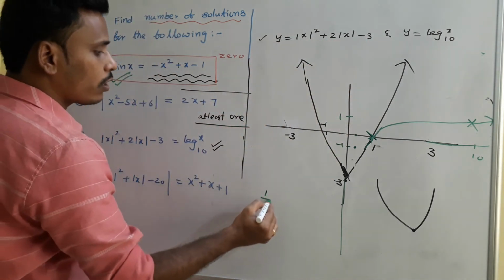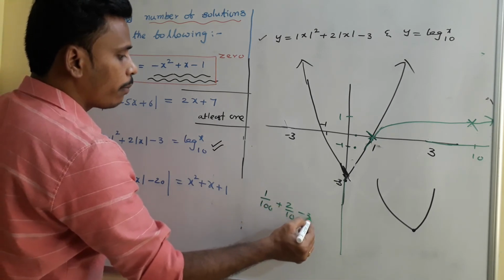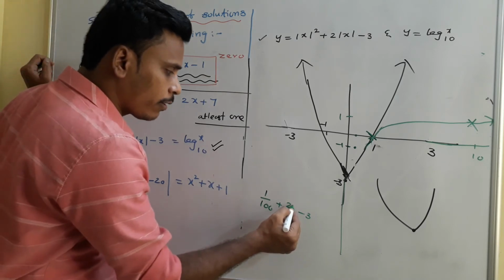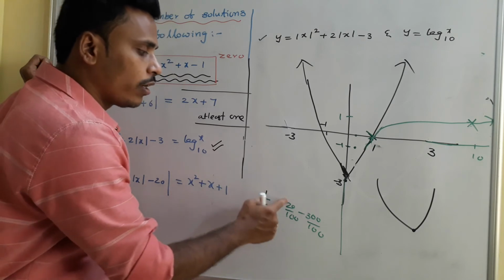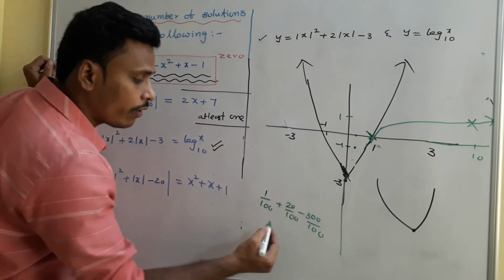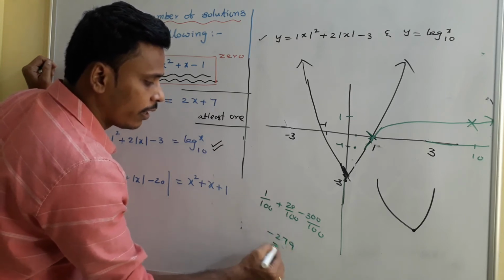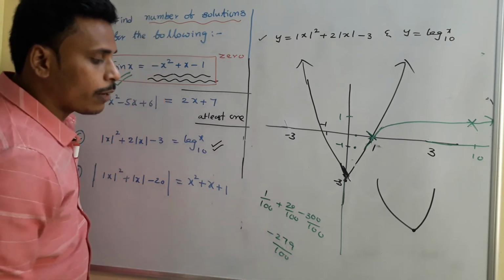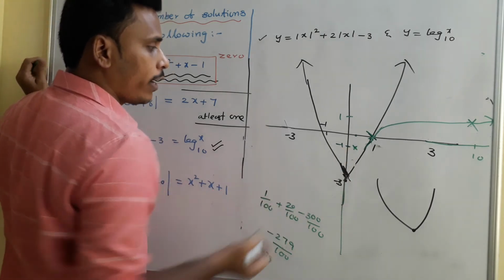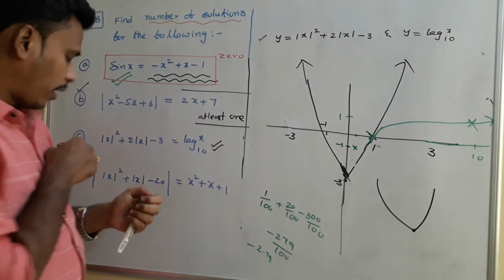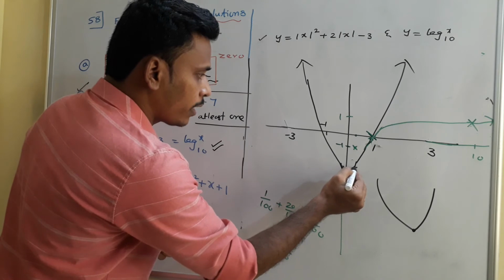At 1 by 10, that is 1 by 100, and 1 by 10 in the sense 2 by 10, minus 3. You just try to simplify it, 20 by 100 and 300 by 100. When you simplify it, 21 minus 300 is minus 279 divided by 100. 279 by 100 means minus 2.79. So log x will pass through this point, whereas our curve is at this point. Minus 2.79 means approximately at this.